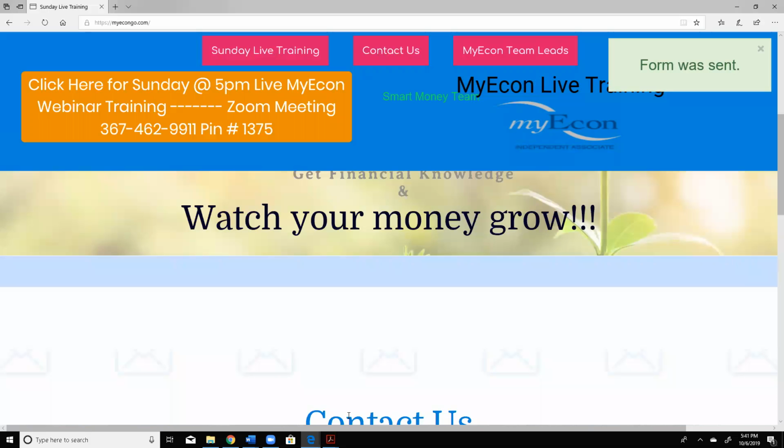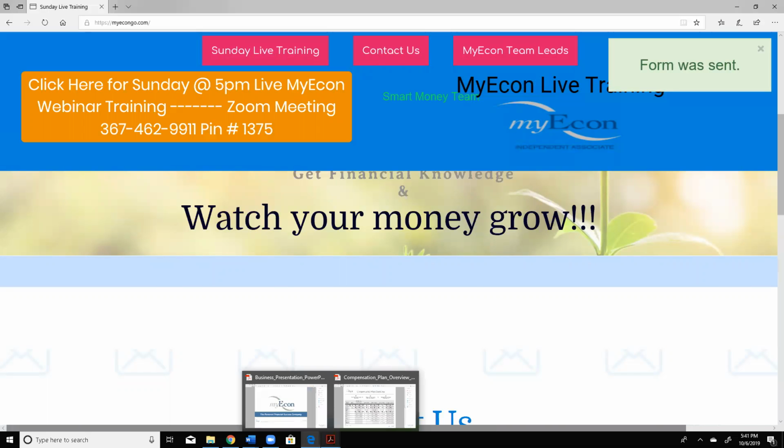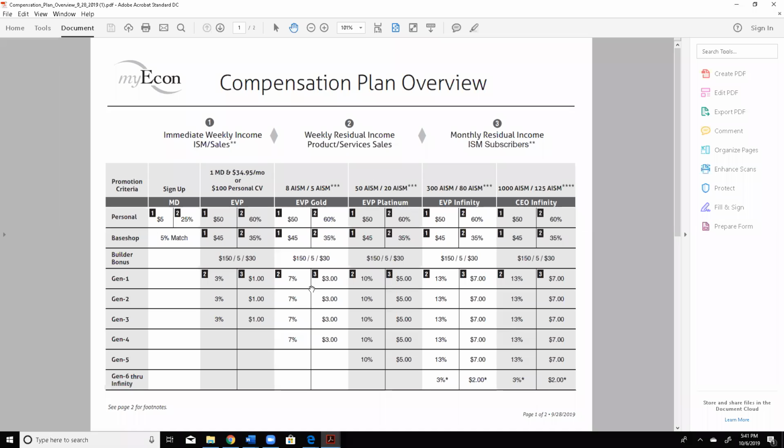And then the last thing here we're going to go over is the pay plan. Now, the pay plan has changed a little bit, okay? Now, just for time's sake, the way it works is when you first start off, you are what we call an MD. MD stands for Marketing Director, if you didn't know, okay? So when you first start off, on your first person that you bring in, you're going to make $5 because you're an MD. And then you'll earn 25% on that person that you brought in.